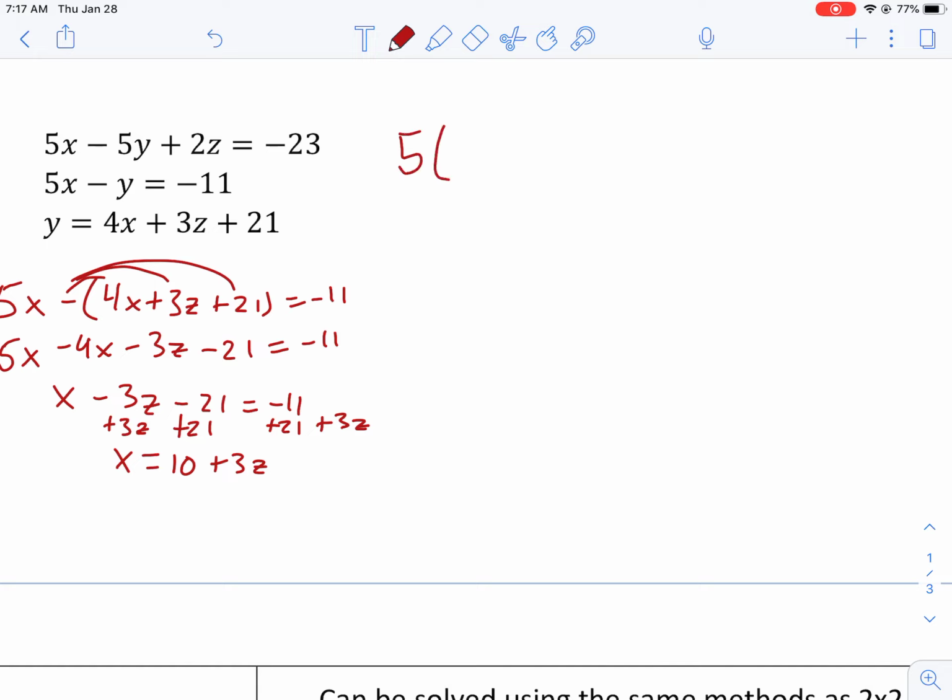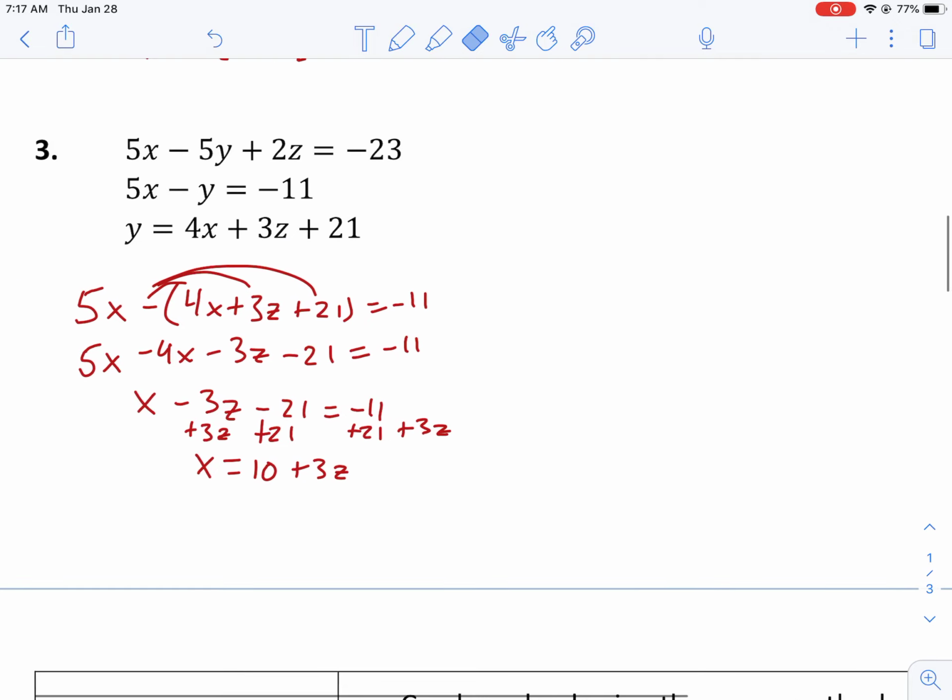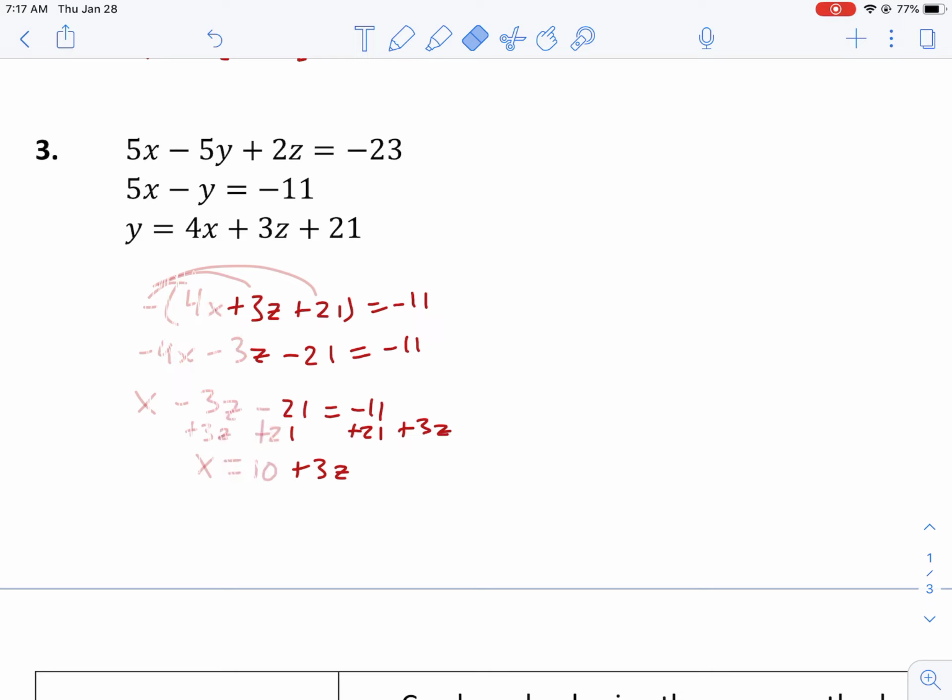So we've got 5, 10 plus 3z. But we're plugging an x into that equation as well. Okay, you know what? We're just not going to worry about this question. The one that I put on the skill check is not nearly as hard as this one. This one's going to be really long.